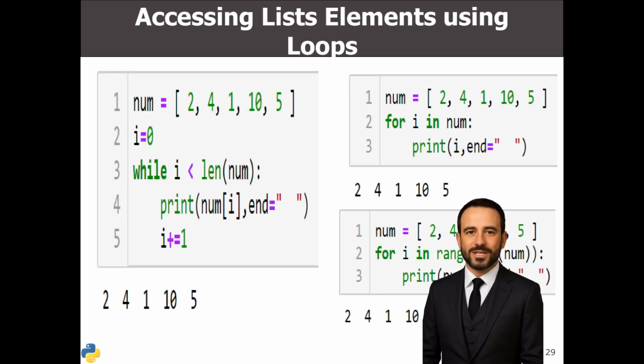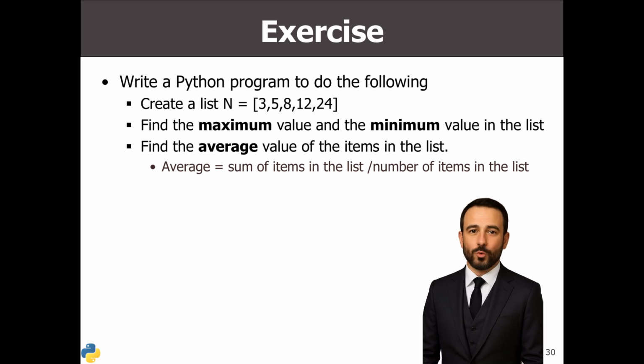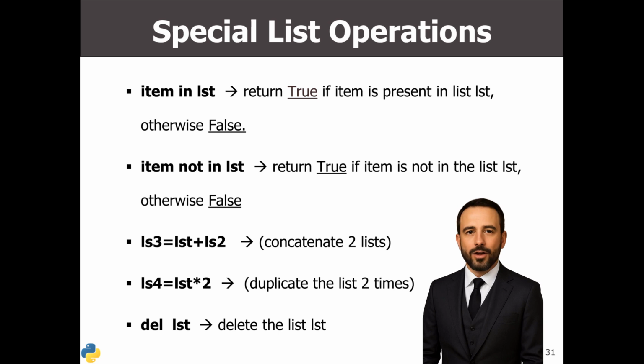Access list elements using while loops, for loops iterating directly over elements, or for loops with range. Create n equals [3, 5, 8, 12, 24], then find its maximum, minimum, and average values. Python offers special list operations like item in lst for presence and item not in lst for absence. Other operations include list concatenation with lst3 equals lst plus lst2, duplication with lst4 equals lst asterisk 2, and deletion with del lst.